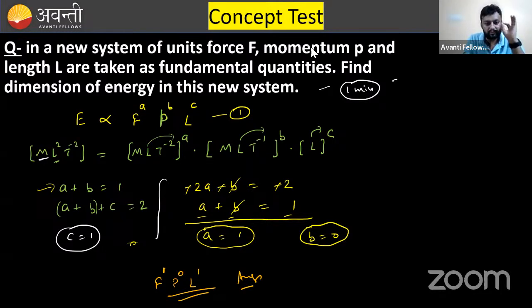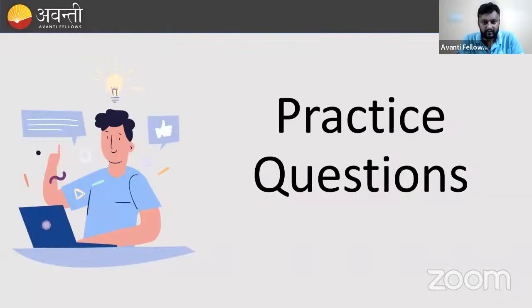A1, B0, C1. Very good, Kolhapur. Very good. I think the question is clear to you. Everyone, moving further. Now you have some practice questions.